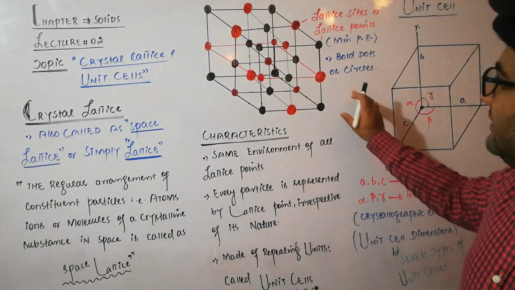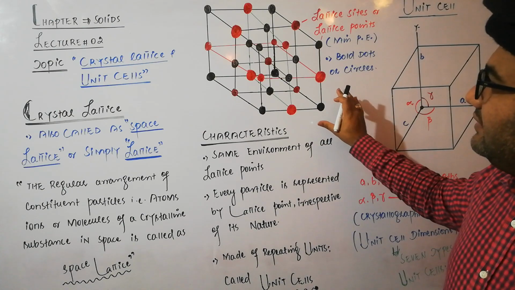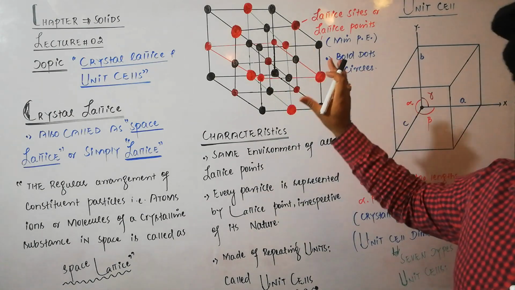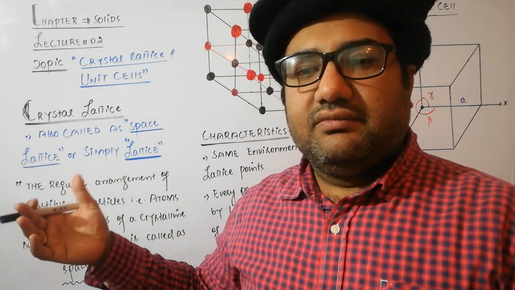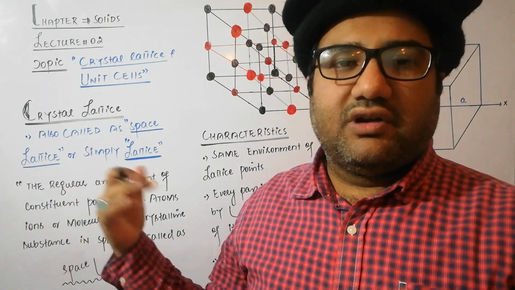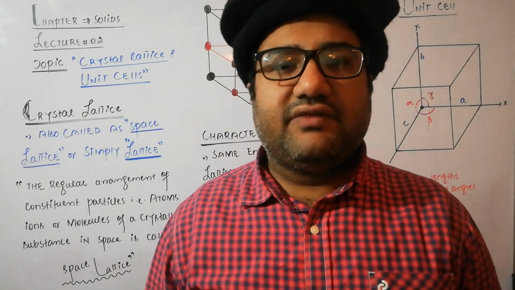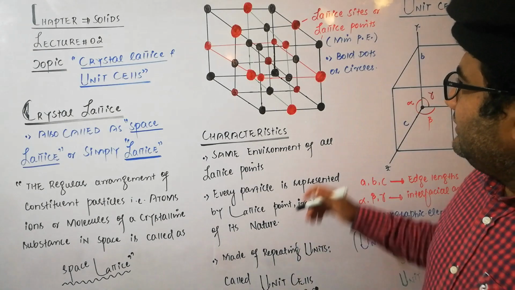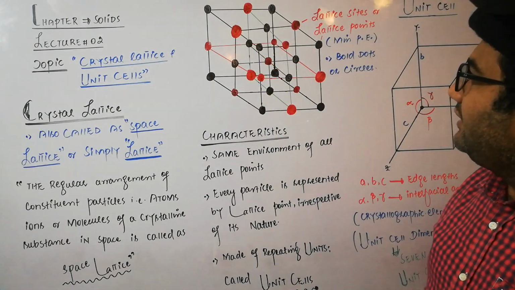Now this one is a space lattice in front of you. It is very simple to draw, not much difficult. I will make a video lecture on how to draw this crystal lattice, or it will be explained well in the structure of NaCl. So this one is a crystal lattice in which the particles are regularly arranged.